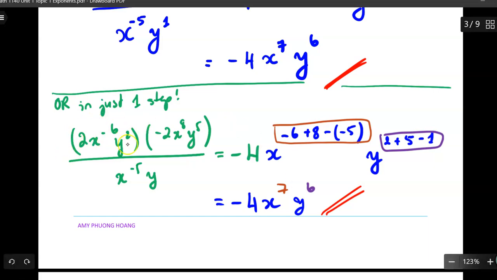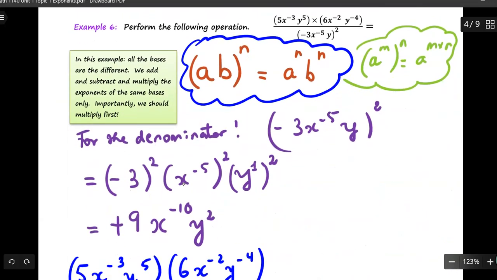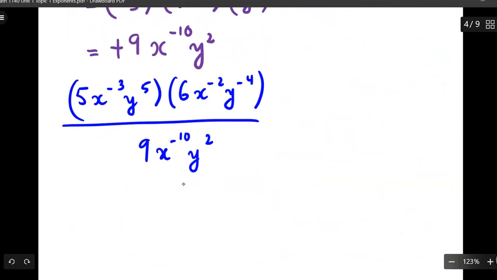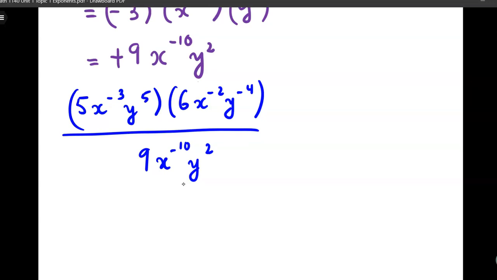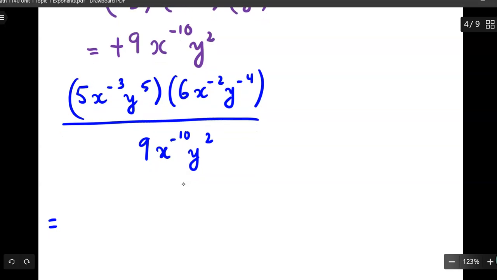You multiply the coefficients, you pick the powers with the same base, and then you perform the operation on the exponents. So what I will do now is write it as 5 times 6 is 30. Okay, now we are going to pick the terms with the same base. So this one here, pick that with that, and that with that, right?